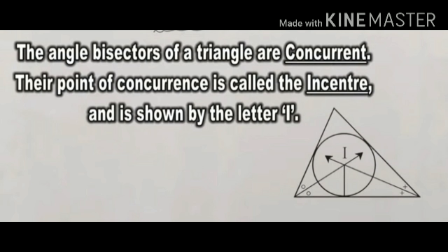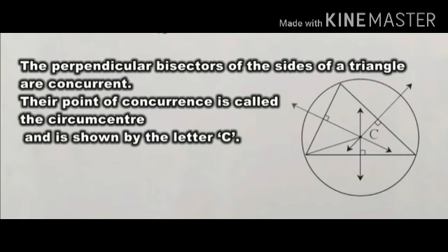Next topic, the angle bisectors of a triangle are concurrent. Their point of concurrence is called the incenter and is shown by the letter I. The perpendicular bisectors of the sides of a triangle are concurrent. Their point of concurrence is called the circumcenter and is shown by the letter C.